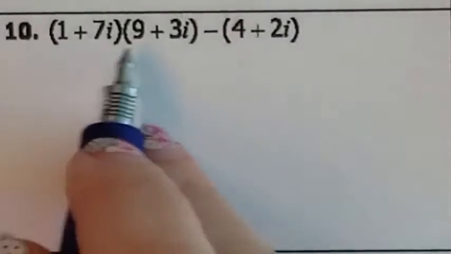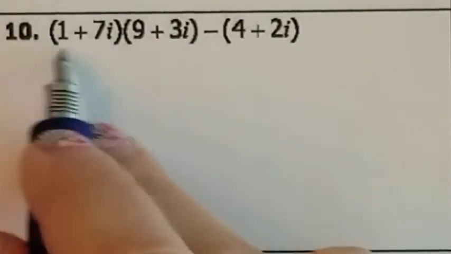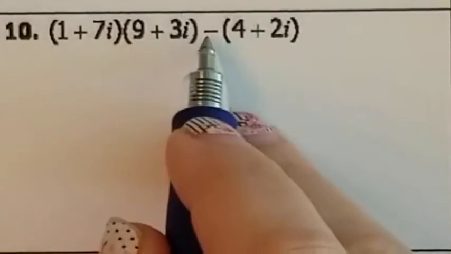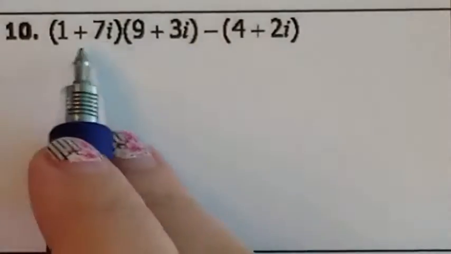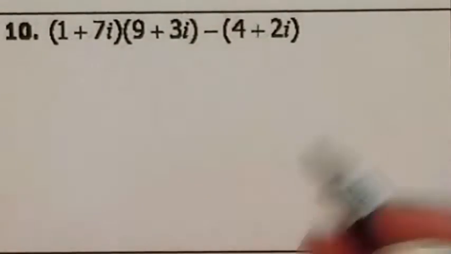Last problem, problem number 10. You have these two being multiplied together, and then they want us to subtract this one. We've been doing area model lately. Let's go ahead and solve this one with the distributive property so you can see both methods.